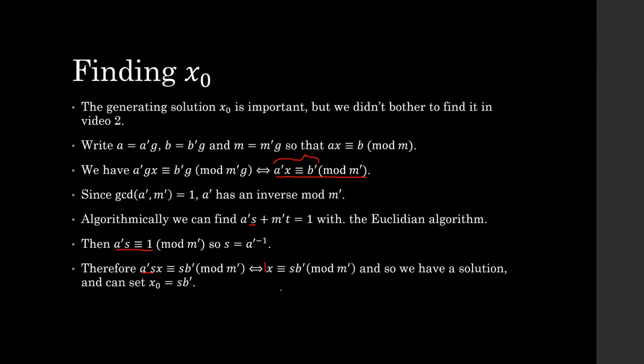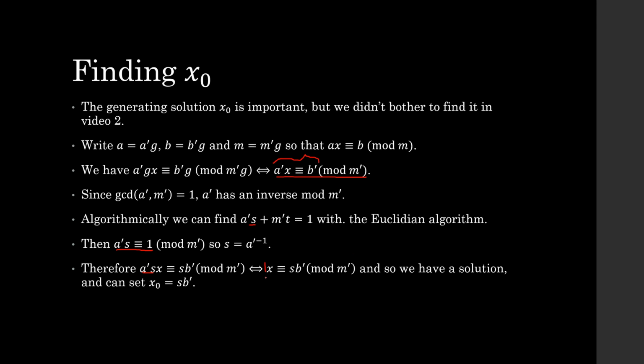Remember, we're not trying to detail the solutions to linear Diophantine equations here, but only to the congruence. So in linear Diophantine, this would give us an infinity of solutions, which is fine. In our case, we just need one solution mod m. Well, mod m prime in this case. And so we've got x is congruent to s b prime mod m prime. And so we can just set x0 equals s b prime. Because keep in mind, if this solves the congruence mod m prime, it's going to solve the congruence mod m, because m prime is just a divisor of m, right?